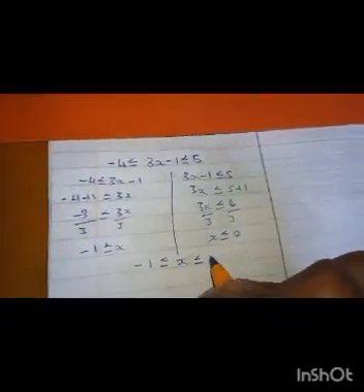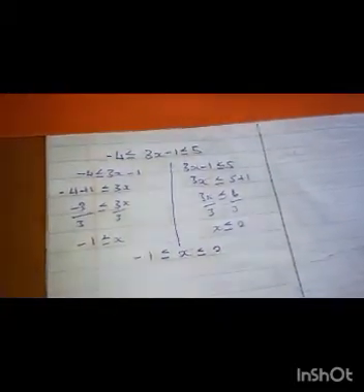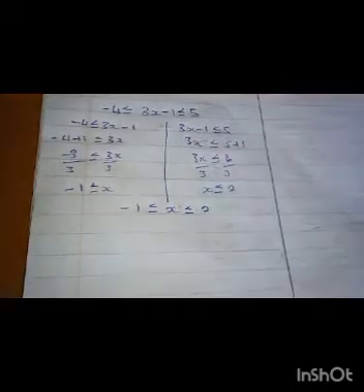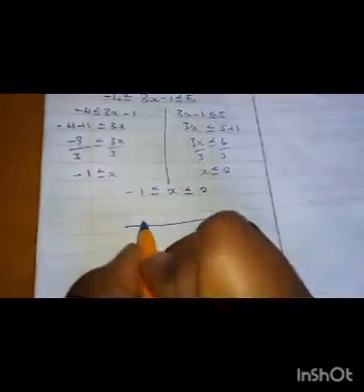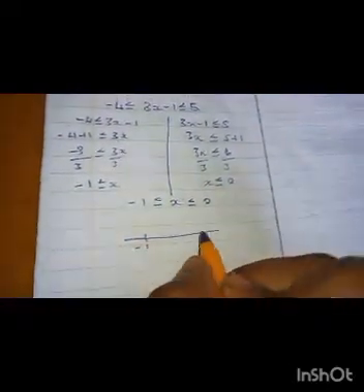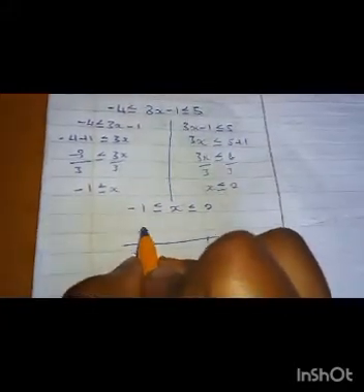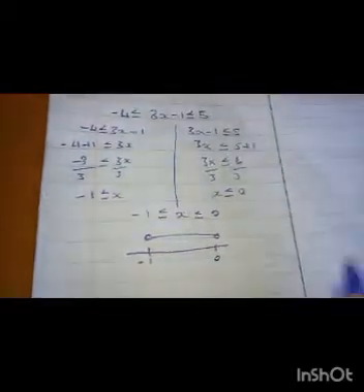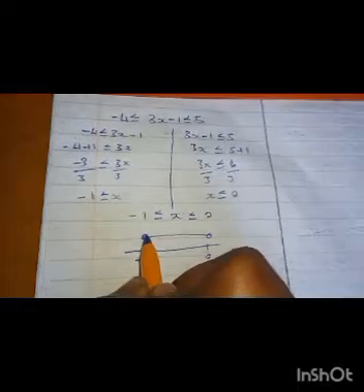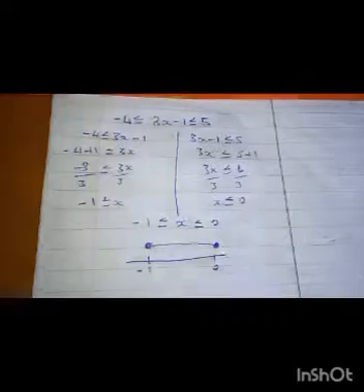But they want us to represent this on a number line. So we're going to draw a line here and then put our numbers. Here is the 1, here is the 2. The first one is here, the second one is here, and then we do like this. Because there's an equal sign on both of them, we're going to shade both of them.